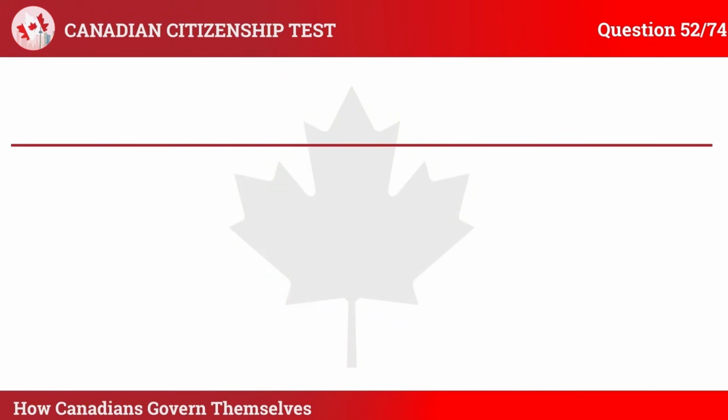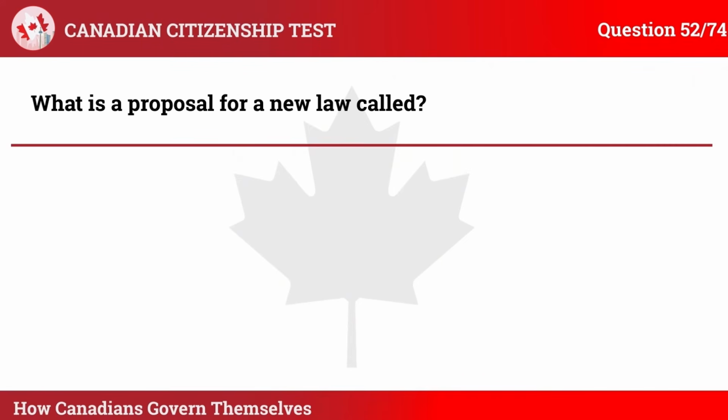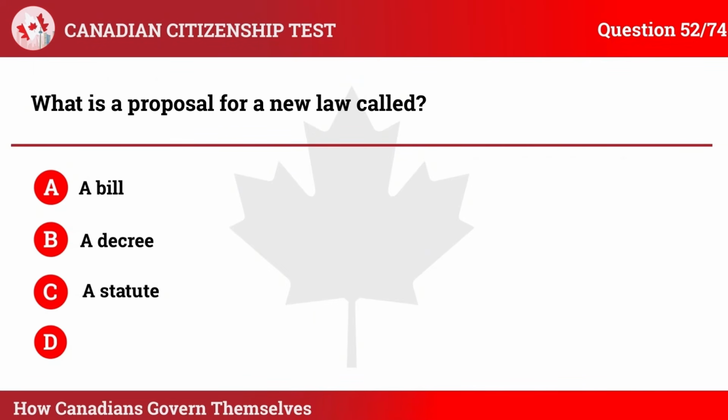Question 52. What is a proposal for a new law called? A. A bill. B. A decree. C. A statute. D. A mandate.